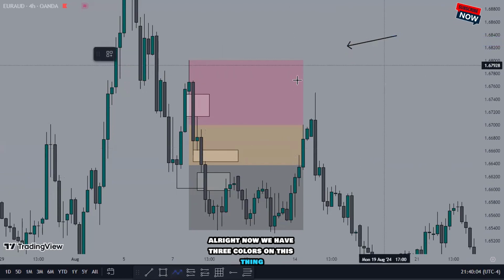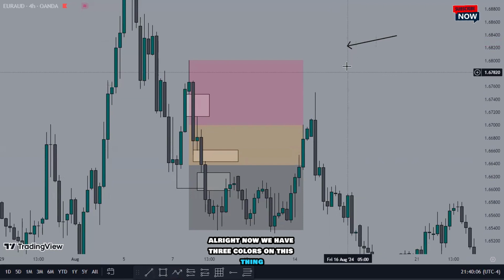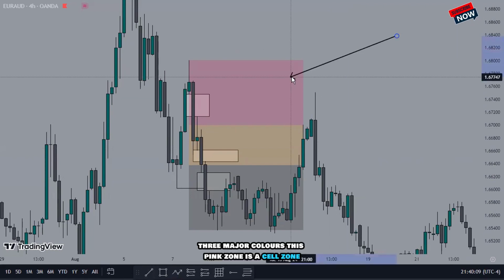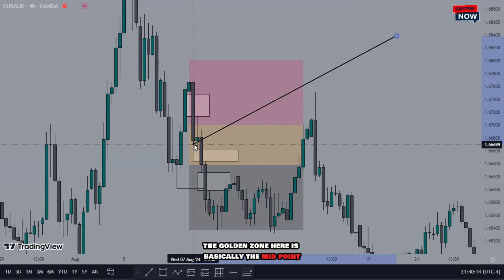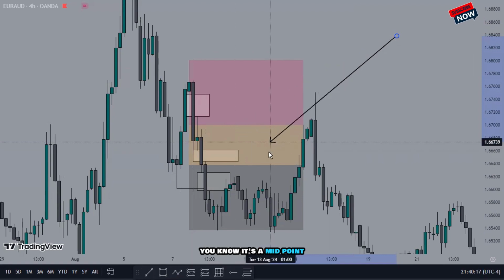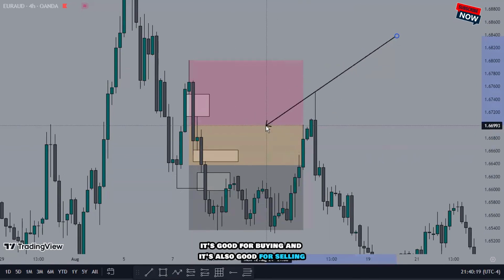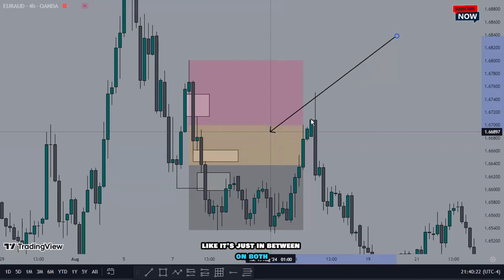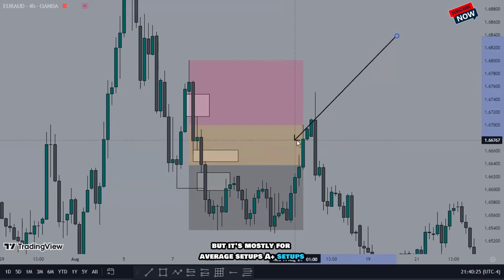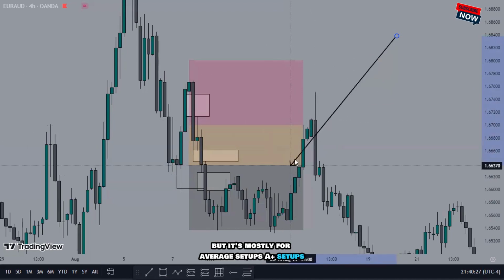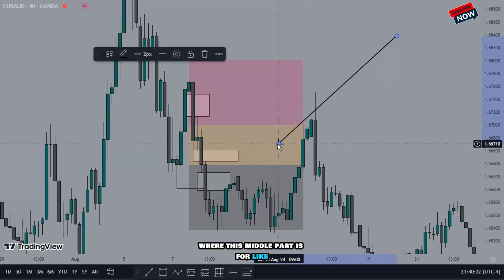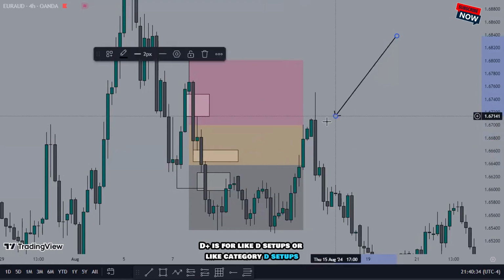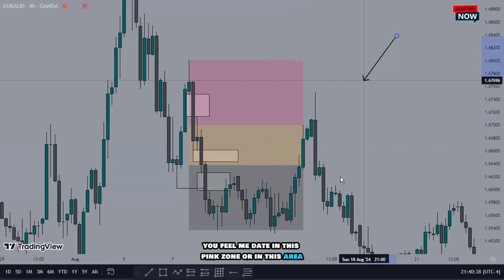All right. Now we have three major colors on this thing. This pink zone is the sell zone. This is called premium. All right, the golden zone here is basically the midpoint. This zone is good for buying and it's also good for selling. It's just the in between of both. You feel me? But it's mostly for average setups. A plus setups are in this pink zone or in this area, but this middle part is for B setups, or category B setups.